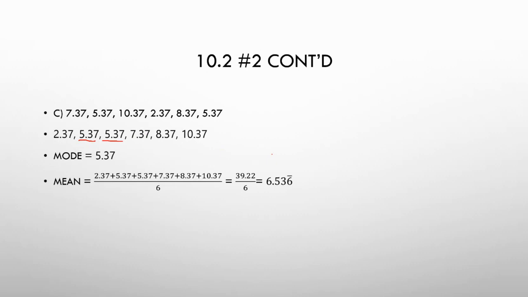6.536 repeating. And then to get the median, I was looking for the middle number or numbers. So I see there are 2 middle numbers. So I'm going to add them together and divide by 2. And that gives me 6.37. Any questions on that one?